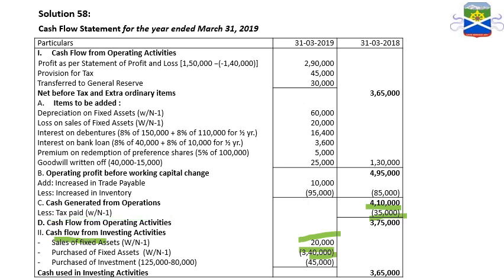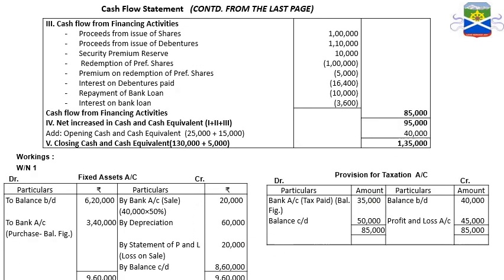So now we go for the financing activity, the third and last stage. We have the proceeds of issue of shares, 1 lakh, and then proceeds of issue of debentures, 1,10,000. Securities premium reserve is there, 10,000. If you check it, that has increased. Redemption of preference share, this is a minus figure. Premium on redemption of preference share paid during redemption is 5,000. Interest on debenture paid is 16,500.